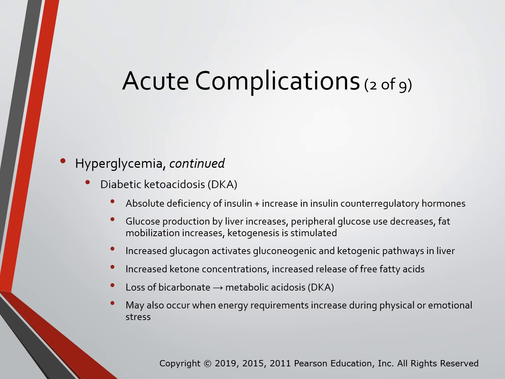Increased glucagon levels activate the glucogenic and ketogenic pathways in the liver. In the presence of insulin deficiency, hepatic overproduction of beta-hydroxybutyrate and acetoacetic acid, or ketone bodies, causes increased ketone concentrations and increased release of free fatty acids. Because of the loss of bicarbonate, which occurs when the ketone is formed, bicarbonate buffering does not occur and a metabolic acidosis, or DKA, occurs. Depression of the central nervous system from the accumulation of ketones and the resulting acidosis may cause coma and death if left untreated.